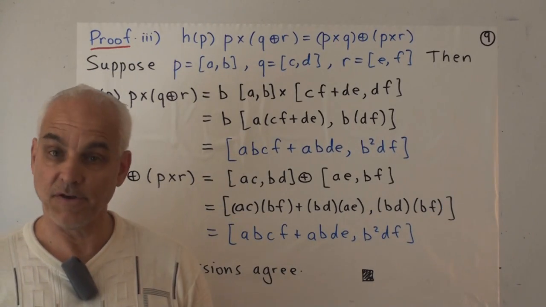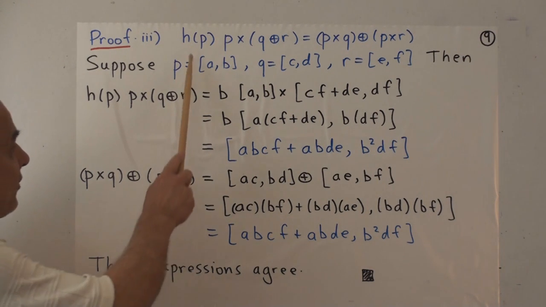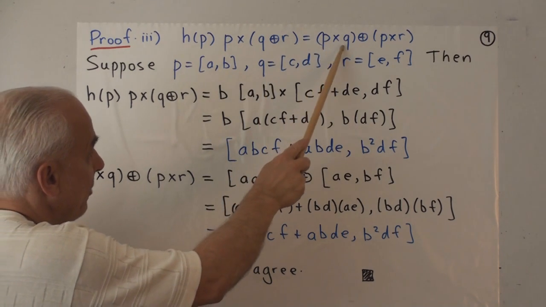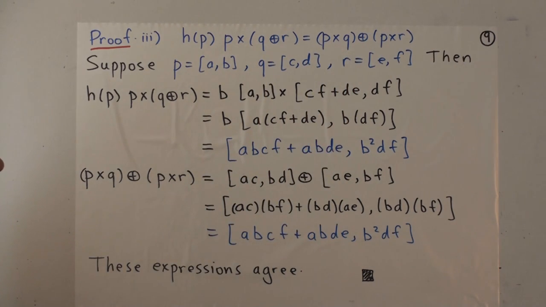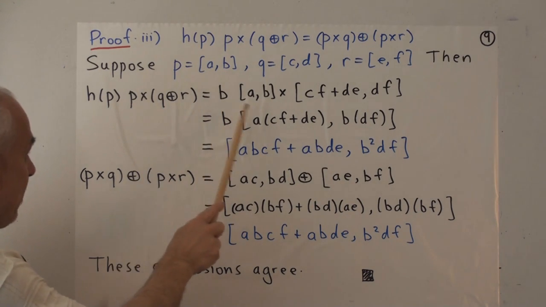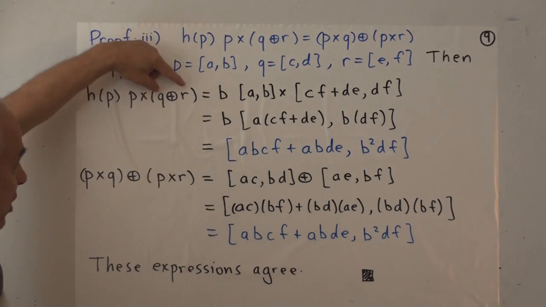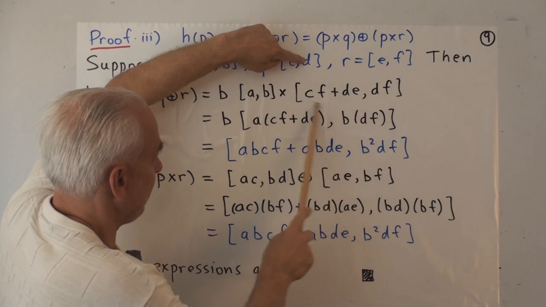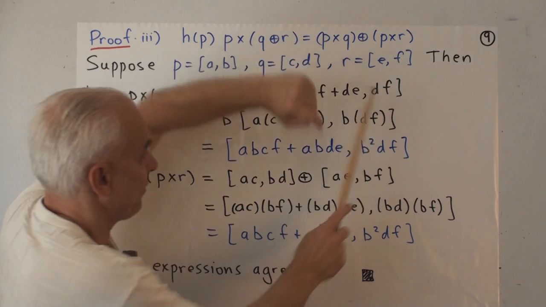And let's also have a look at one of the distributive laws. Say this one, H of P times (Q plus R) equals P times Q plus P times R. Again, we'll let P, Q, and R be as before. And then the left-hand side is H of P times (Q plus R). So H of P is just the height of P, which is B. So we're talking about B times AB times the product of Q plus R. The sum of Q plus R is CF plus DE, comma, DF.